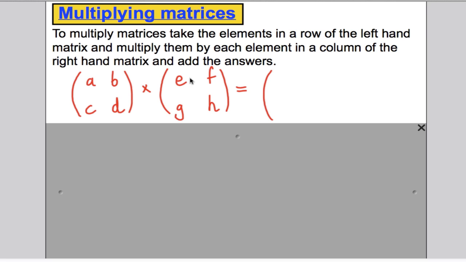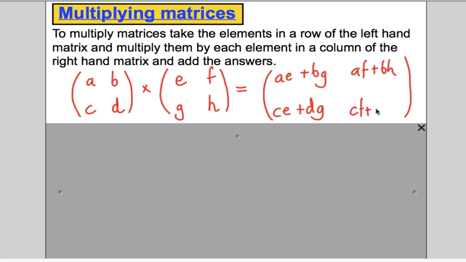Well, it's that row times that column, so you would get AE plus BG. That row times that column for over here, you would get AF plus BH. The second row times the first column, so you get CE plus DG, and you would do that second row times the second column, and you would get CF plus DH. And that's in general how you do it.